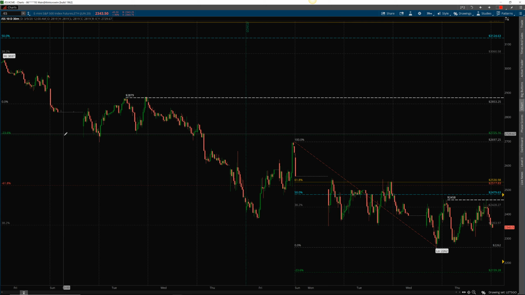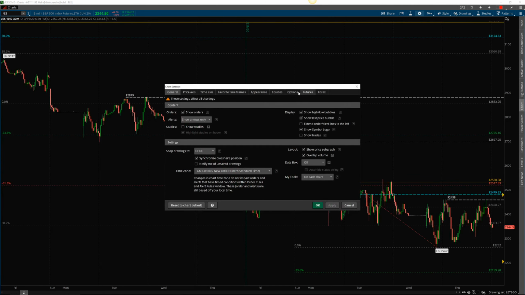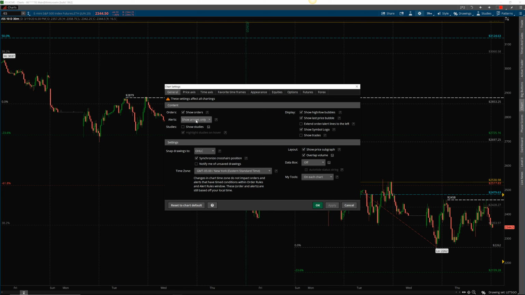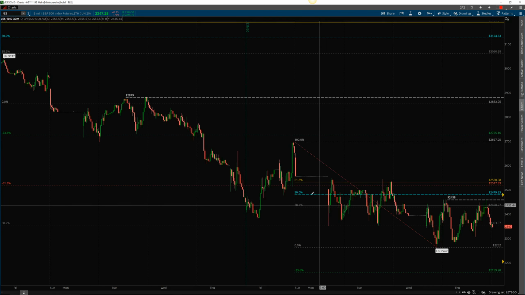How can I set up my pointer like yours? I think you go here, general, and then I've got to look at the settings. Synchronized crosshair positions, general, synchronize crosshair positions with the check mark, and then apply and OK, and then save it.